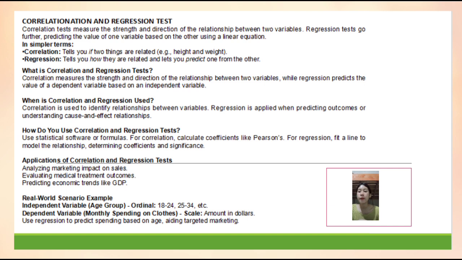Real-world scenario example: the independent variable is age group, ranging from 18 to 24, 25 to 34, and so on. The dependent variable is monthly spending on clothes. The scale is amounts in dollars. Use regression to predict spending based on age, aiding targeted marketing.